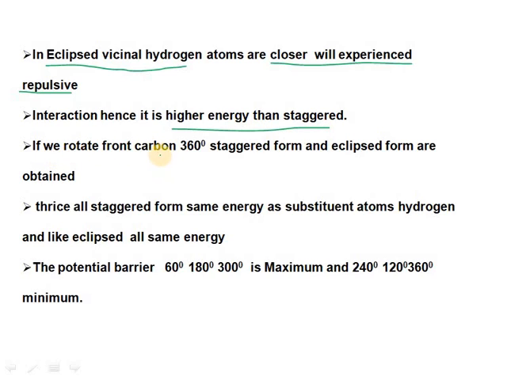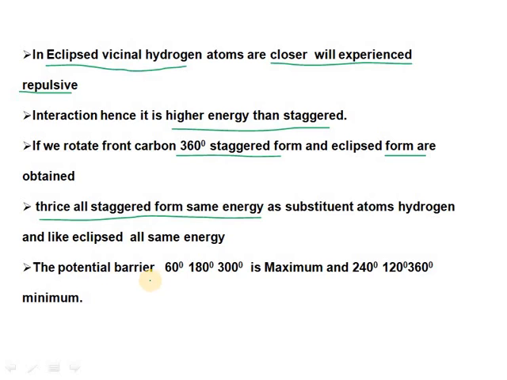Then if we rotate this front carbon through 360 degrees from the staggered form, the eclipsed forms are obtained. All three staggered forms have the same energy, just as all eclipsed forms also have the same energy.